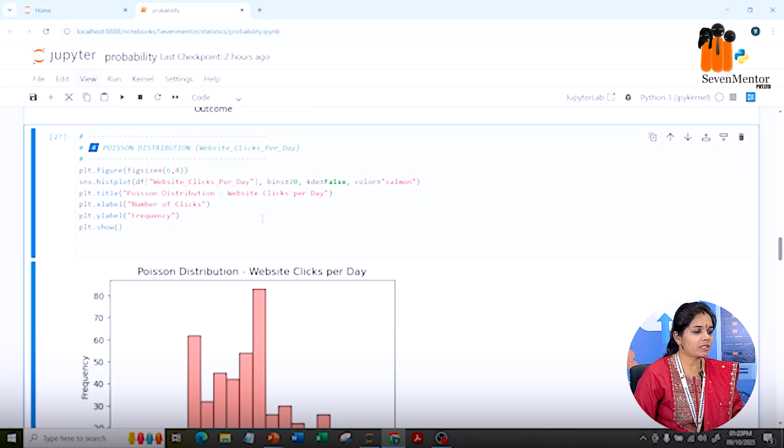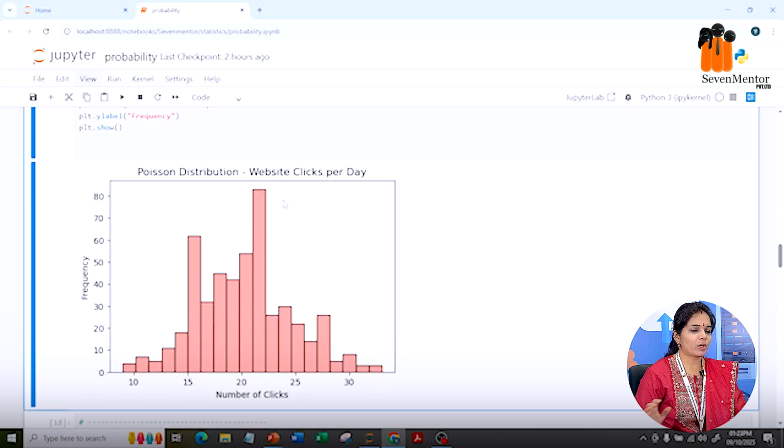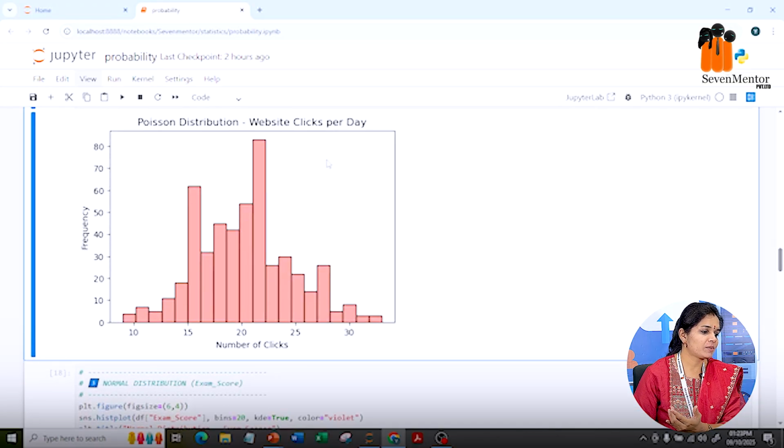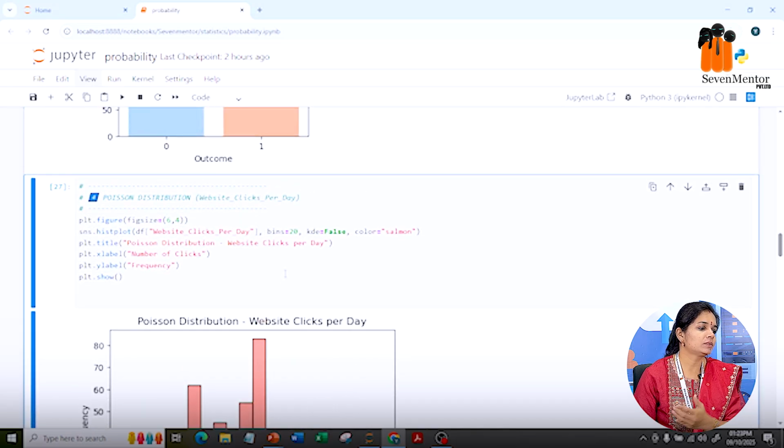I have just plotted this on the basis of different columns. You can see with different columns also. You can also go through it. So this is the Poisson distribution. What is the Poisson distribution? Here the outcome of the event is very less, but the experiments conducted randomly have a very high value, that is n. So in that case, Poisson distribution. See, website clicks per day.